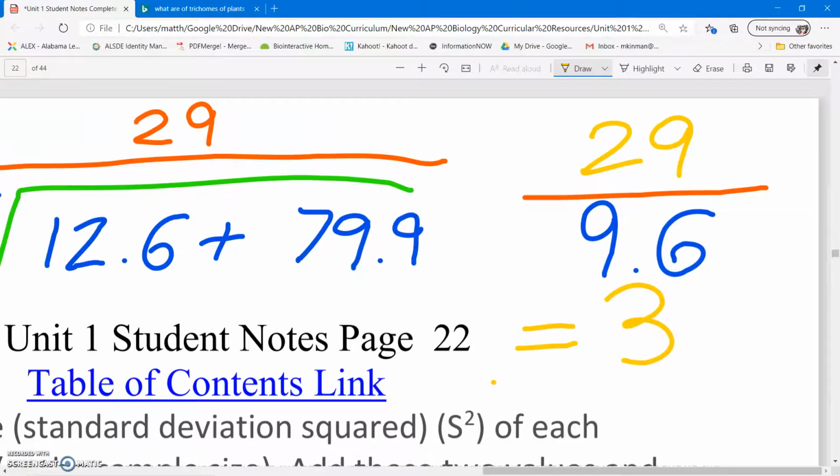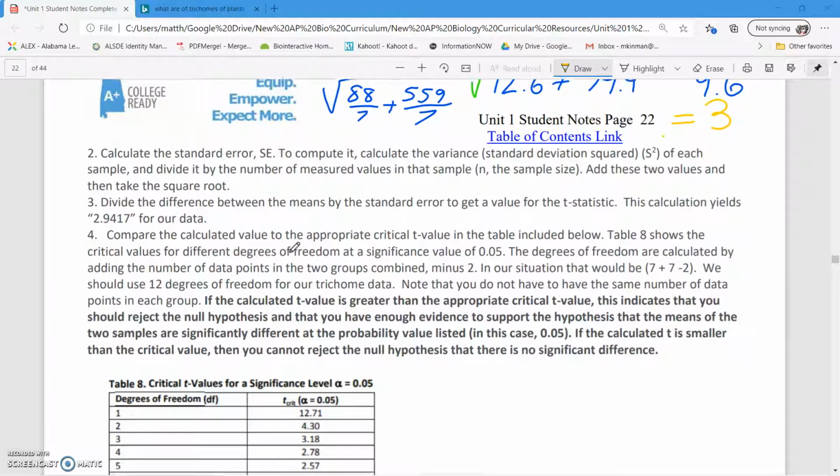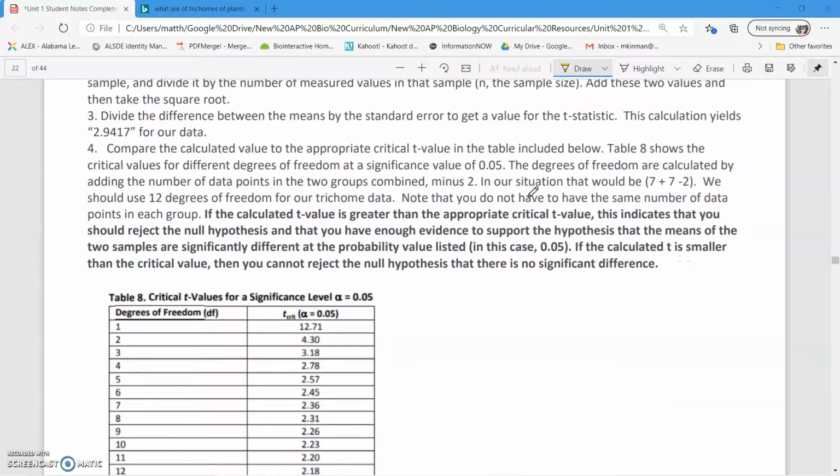3. So we calculated 3 for our statistic, and then in your notes, it calculates 2.9417. So I just rounded up to the nearest whole number. Then it says to compare the calculated value to the appropriate critical t-value in the table included below. So just like in the chi-square, where we found the critical value, we're going to find the t-value, which also should give you some insight as to why it's called a t-test.